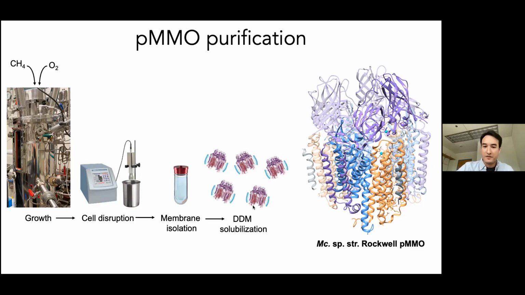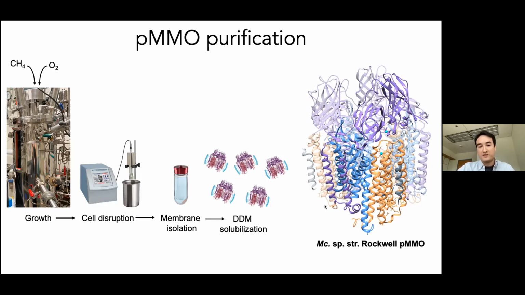membranes using detergent. Like I said before, pMMO is a really large component of these membranes, where once we isolate the membranes, it's 85 to 90% of all the protein that exists within those membranes. And this also means that we're able to get quite a bit of pMMO because it's naturally produced at such high levels within the methanotroph.